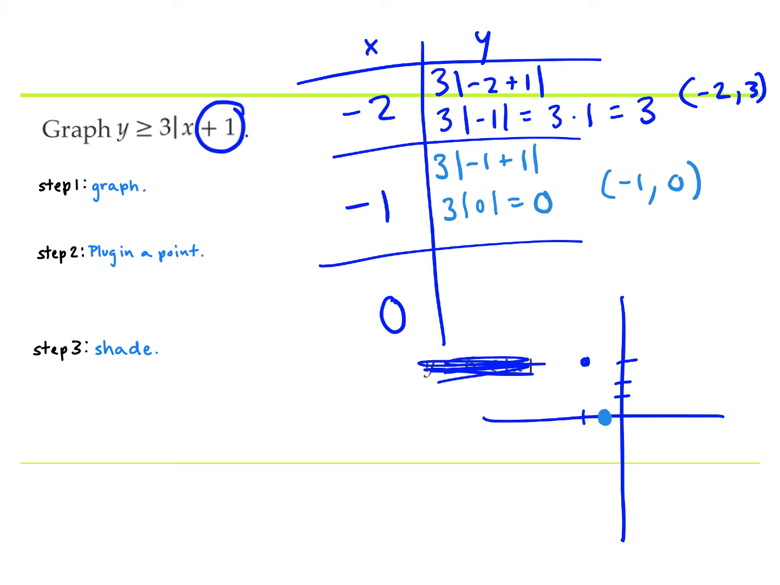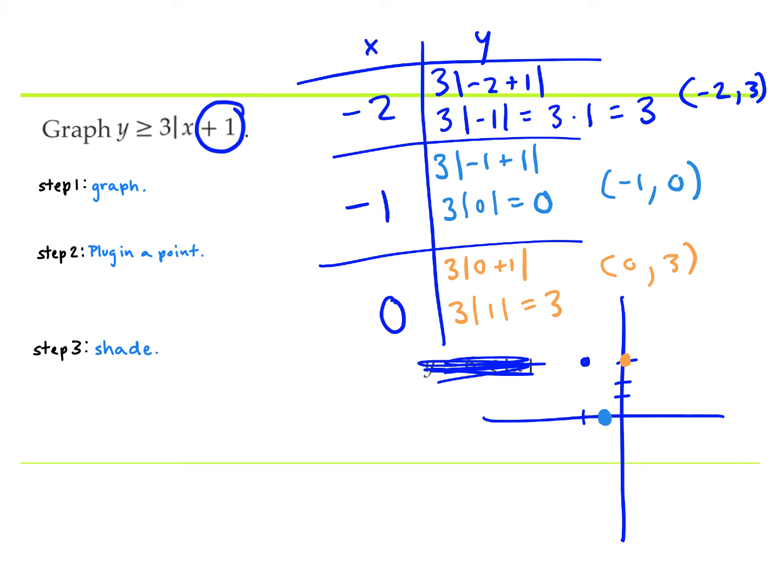And then lastly, I'm going to plug in 0. So 3 times the absolute value of 0 plus 1. What's 0 plus 1? 1. And what's 3 times the absolute value of 1? 3. So I plugged in 0 and got 3. So stay on 0, go up 3.